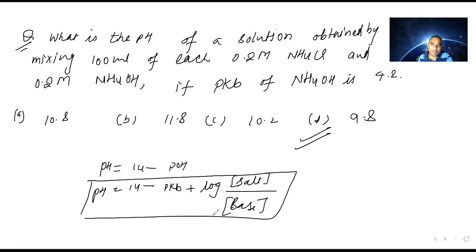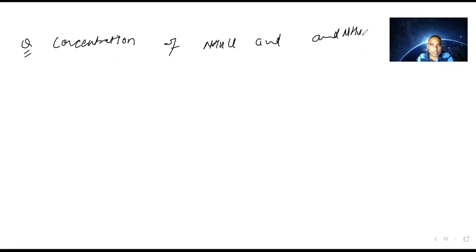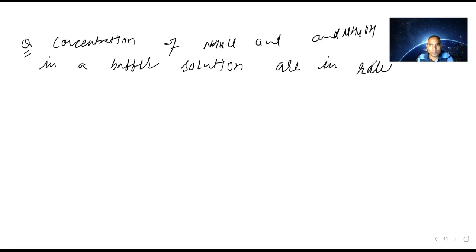There are so many ways, depending on how fast you imagine the question. Let's see if you can solve this one, a very easy one. They are saying NH4Cl and NH4OH in a buffer solution are in the ratio of 1:10.